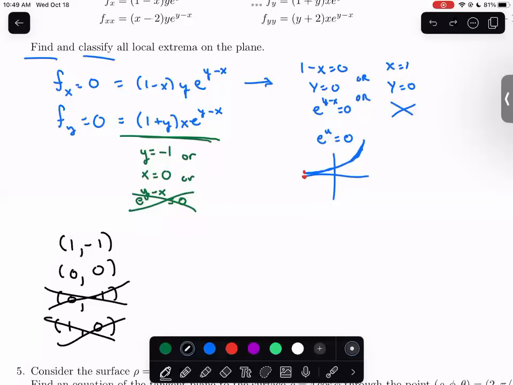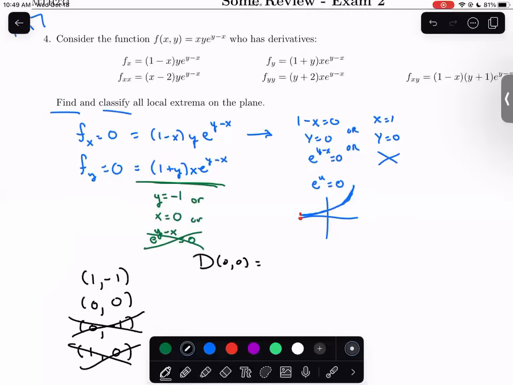So classifying our critical points, this is where we use this D thing. So let's maybe start off at 0, 0. And again, this is on our formula sheet. So we need to take our f sub xx times our f sub yy minus our f sub xy quantity squared. And I'm going to try to plug in 0 everywhere I see an x, 0 everywhere I see a y. So f sub xx, if I plug in 0 for y, well, that means that's going to be 0. I don't particularly care now what f sub yy is.